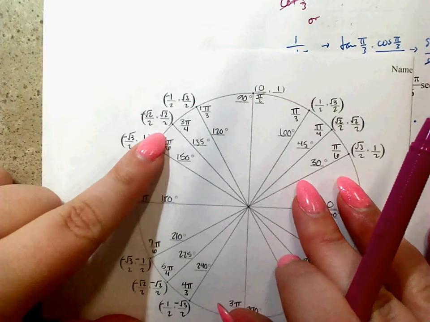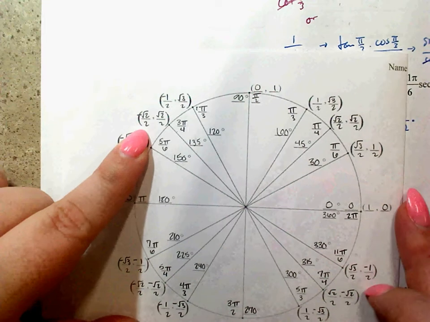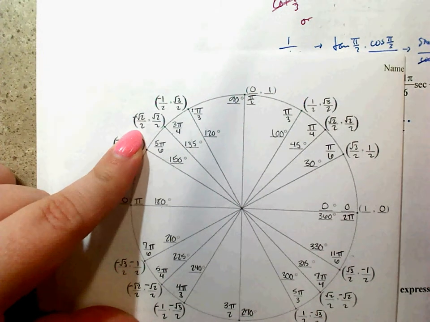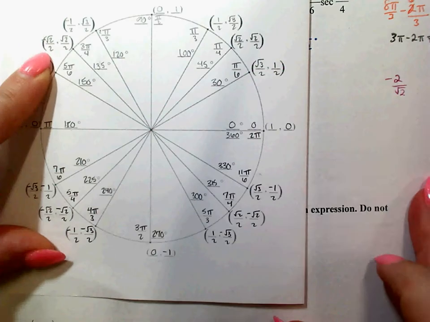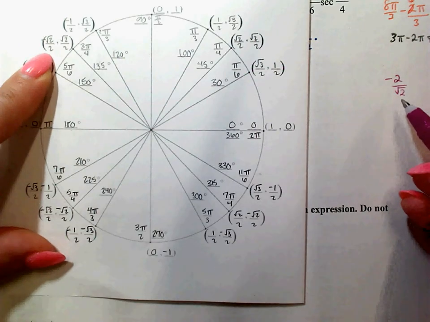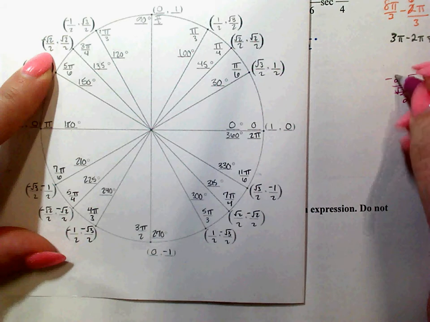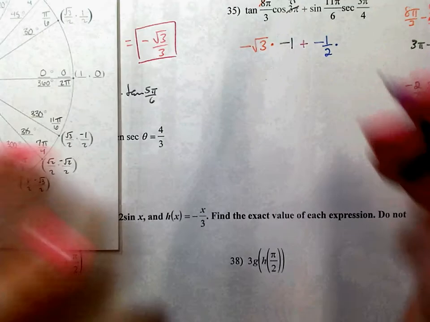Secant's the reciprocal of cosine. So the reciprocal of negative square root of 2 over 2 is negative 2 over the square root of 2. If I rationalize that, then I'm just left with negative square root of 2. So this is negative square root of 2.